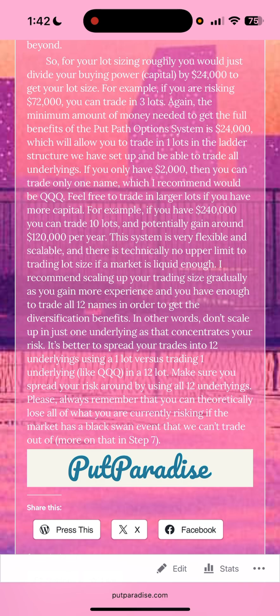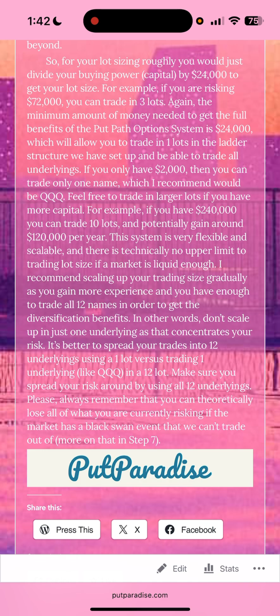In order to get the maximum value out of this system, I recommend that you have 24,000, which is going to allow you to trade in one lot across all 12 underlyings using the ladder structure that we have set up. So that's the minimum to be fully effective.